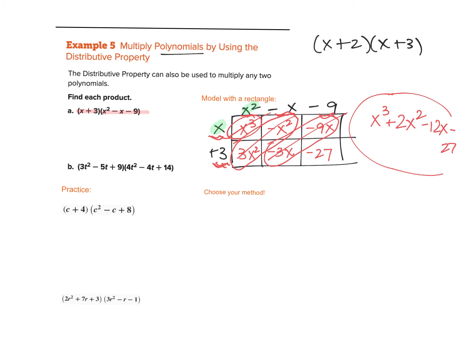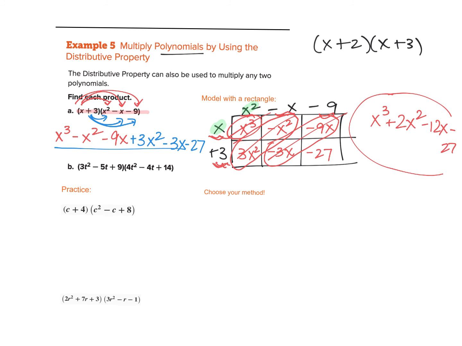The second way you could do it is you could just use the distributive property. So I would just take this x times my x squared, which is x cubed, x times that, which is negative x squared, x times negative 9, which is negative 9x. Then I would do the second number. I would do the 3 times x squared, which gives me 3x squared. 3 times the negative x, which is negative 3x. And the 3 times negative 9, which is negative 27.